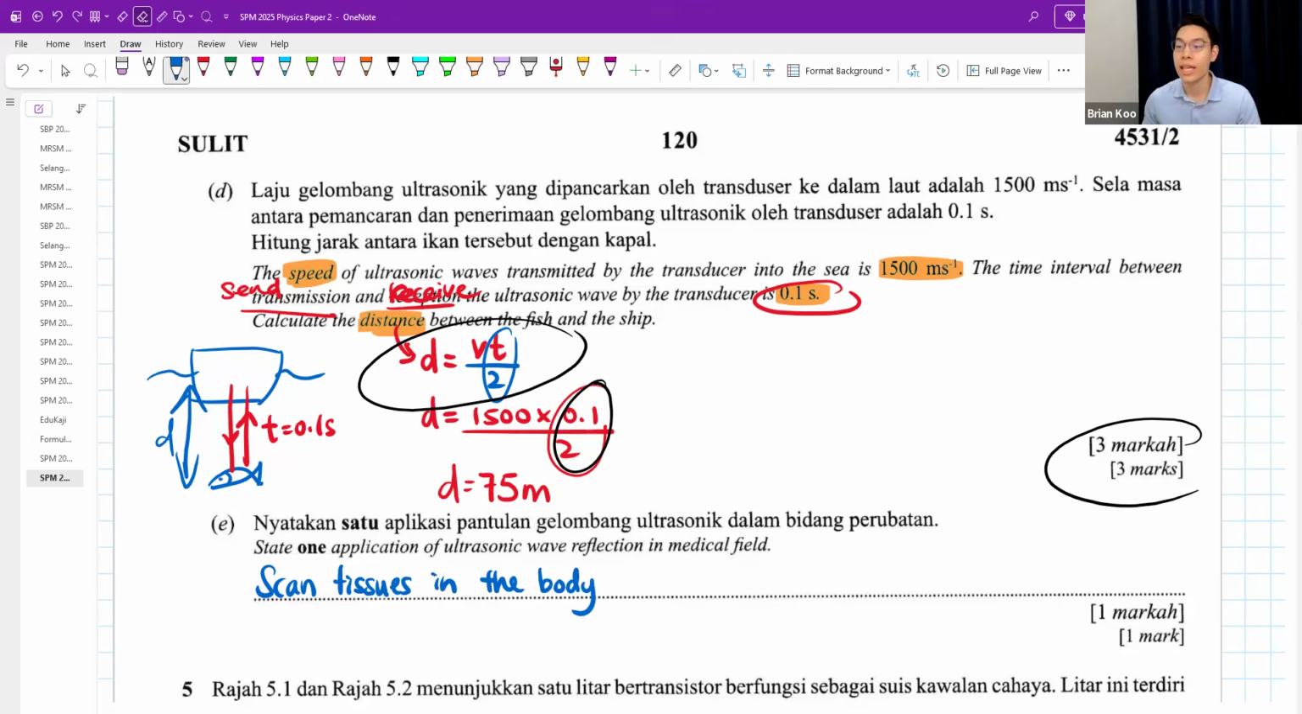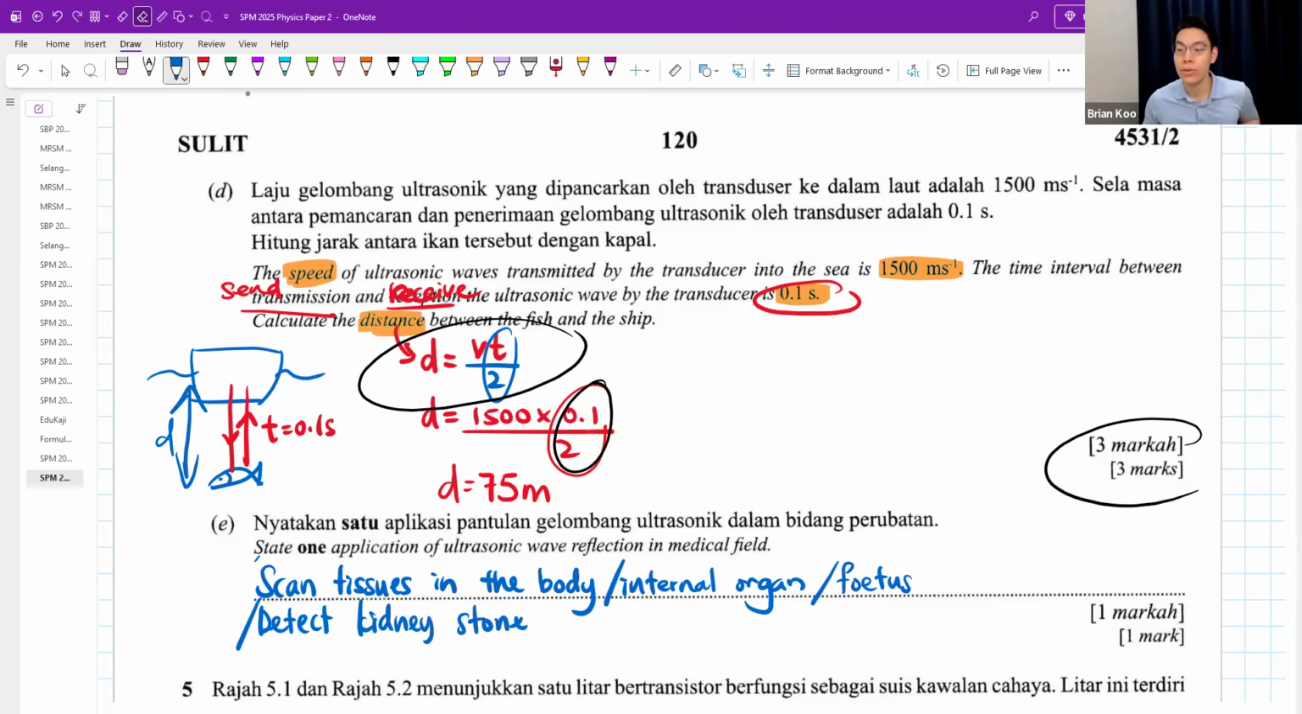Okay, or you can scan internal organs. You can scan the fetus in the mother's womb. The word scan can use any other words like examine, detect, many different words. I can also use ultrasound to detect kidney stones. Got many things, like anything that is logical will be accepted.